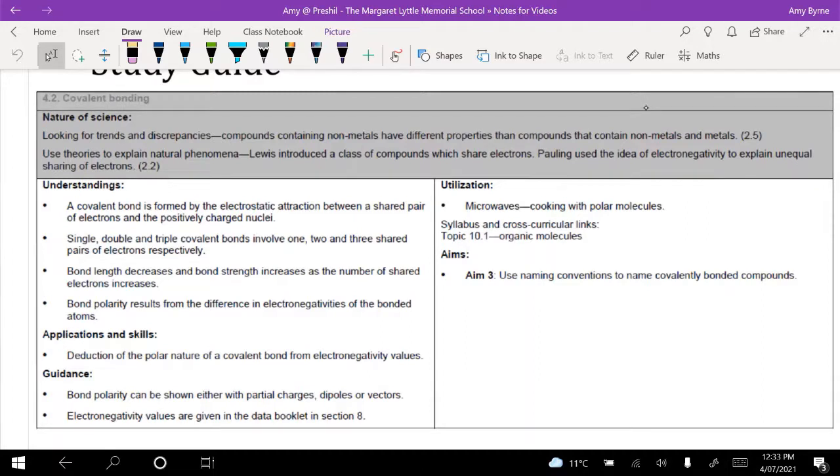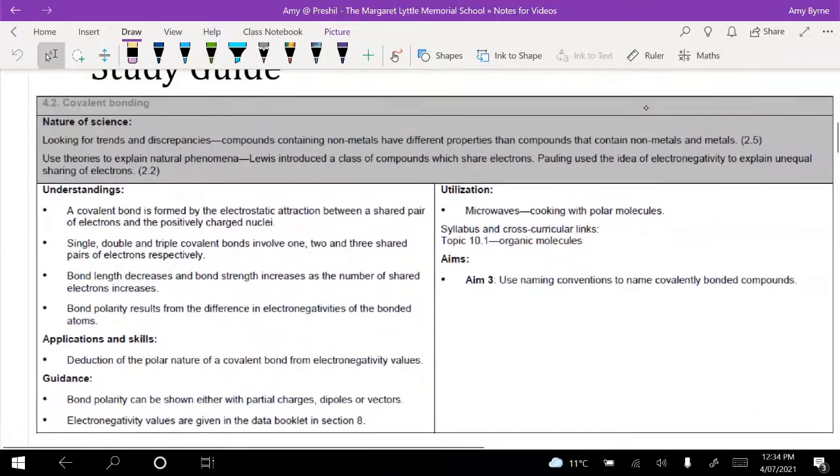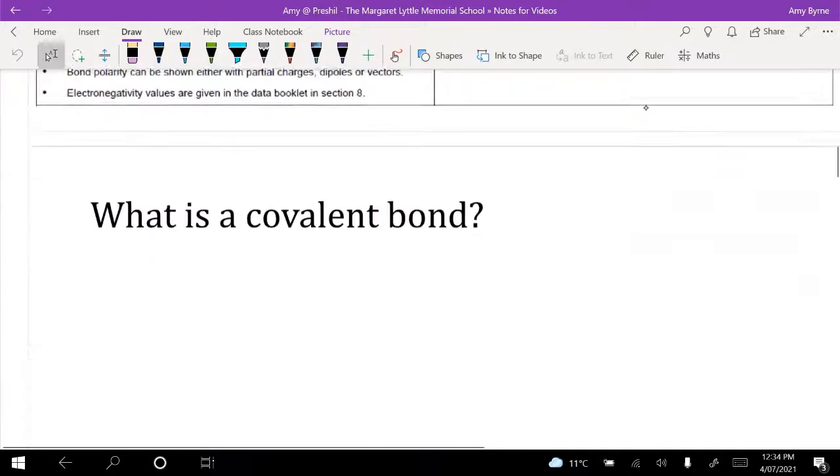What I would like you all to make sure you've got is either a periodic table or preferably a data book that has that periodic table with the electronegativity values. So let's get started. I am going to be moving fairly quickly through here because a lot of this should be recap from Year 10 science for a lot of you.